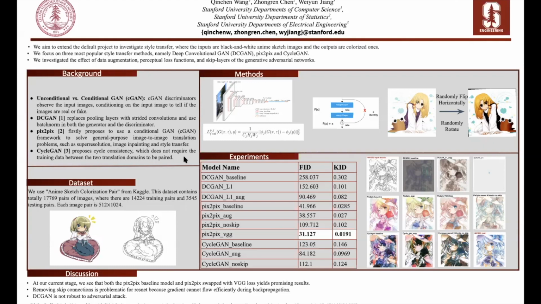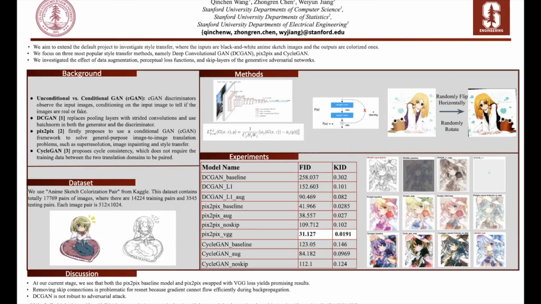The pix2pix network first proposed to use a conditional GAN to solve general purpose image-to-image translation problems, such as super resolution, image inpainting, and style transfer, the one we're investigating in this project. CycleGAN builds on top of pix2pix, where it introduces cycle consistency so that style transfer or image-to-image translation can be done without paired data. The dataset we are using is a paired dataset, so our aim is to transform the sketched image at the right to the colorized one using the GAN.